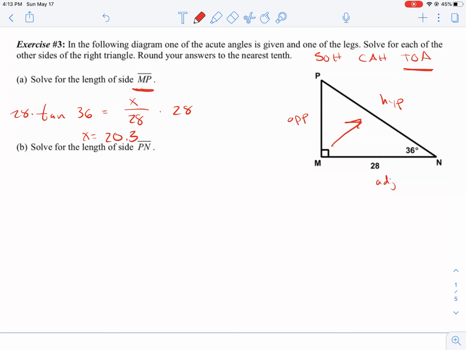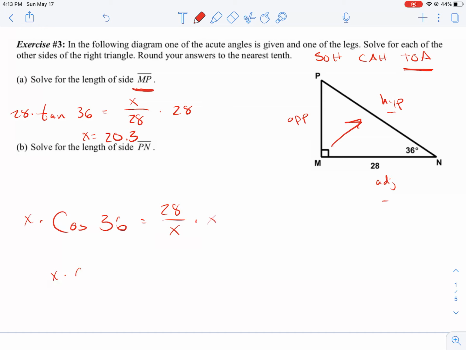Right, so that's the length of our opposite side. If you want to find the length of PN, we're going to have to use which side involves the adjacent and the hypotenuse. Well, that's our cosine. So cosine of 36 is equal to 28 over x, because we don't know what our hypotenuse is. So we multiply both sides by x.